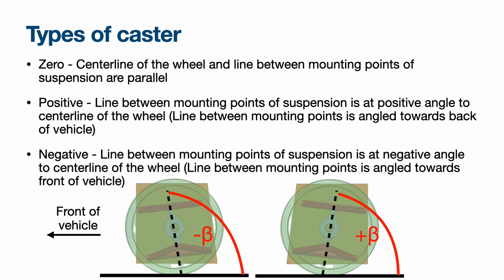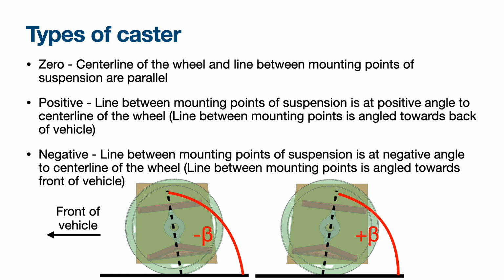So imagine that we have positive caster. Positive caster causes the wheel to come back to the zero position. If we have negative caster, the steering wheel will try to turn even more than your input. It will not go back to the zero position. That's why we have a caster in cars.